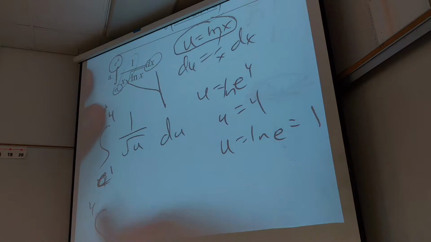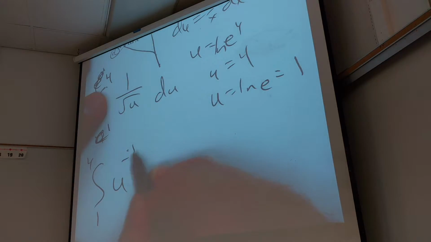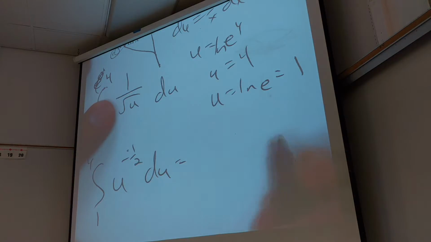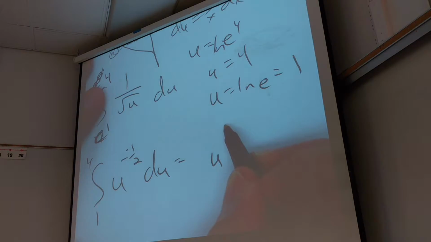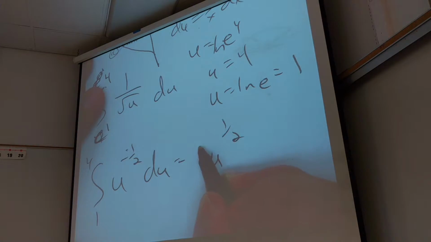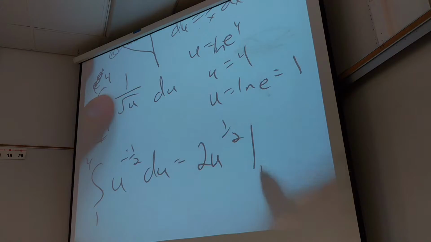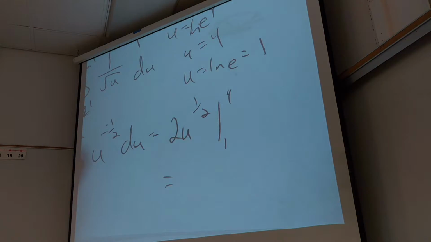I can rewrite this as u to the negative 1/2. Stay with me now. And when I integrate that, I get 1/2, divided by 1/2 says 2, from 1 to 4. Now the only bad thing is, if you change the limits, don't go back to x.